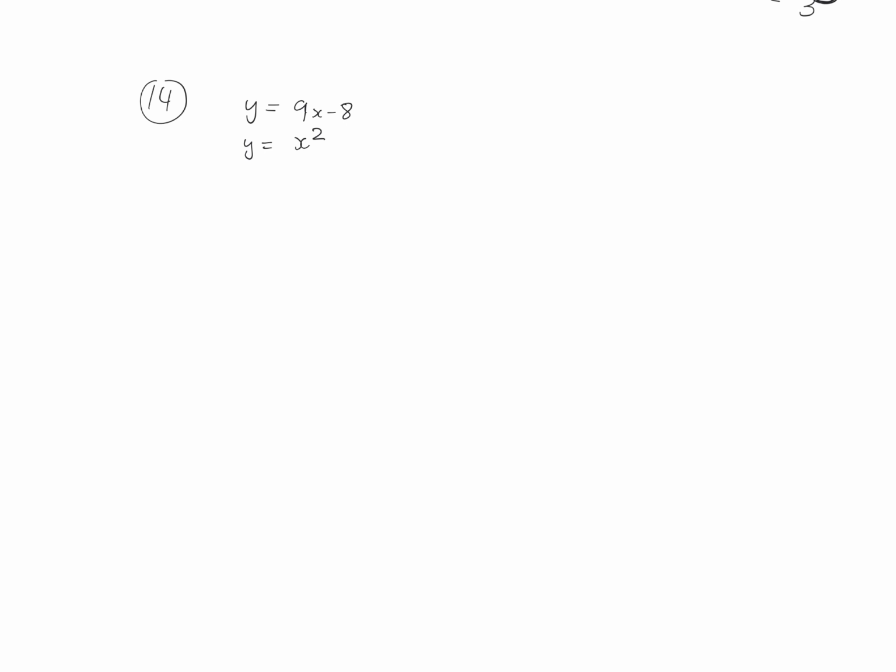So what we need to do is set these two equations equal to each other. So we'll say that this is equal to that because they're both equal to y. x squared equals 9x minus 8. And we have a quadratic, so we want to make it equal to 0. So we're going to subtract this from both sides, and add 8 to both sides. So we get x squared minus 9x plus 8 is equal to 0.